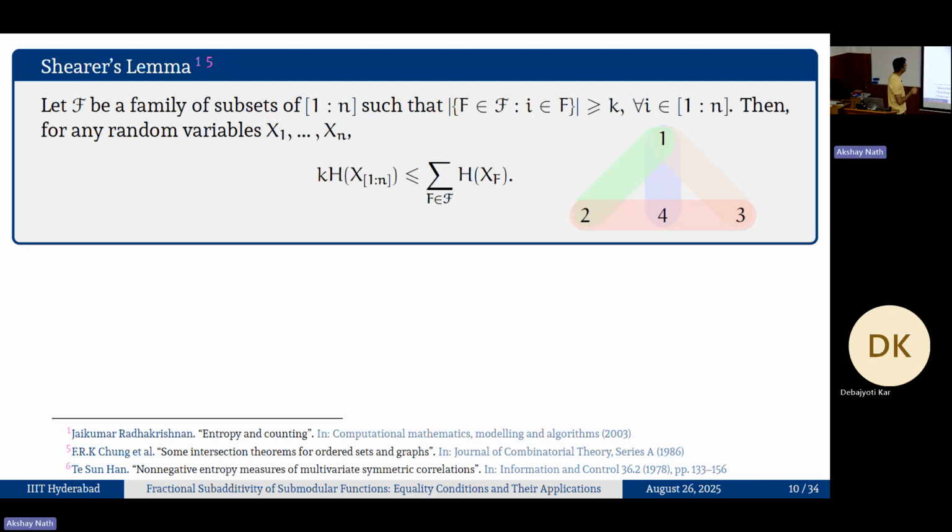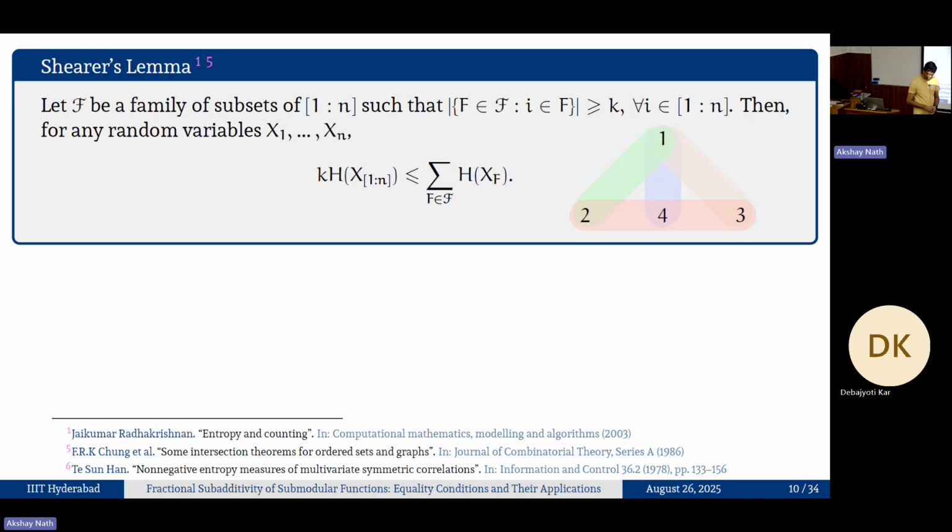If this is the setup, then for any set of random variables x1 to xn having this structure, you have k times h of 1 to n is at most the summation of entropies of this restricted to the subsets in this family. One thing I'll also say is that these subsets can be repeated. I'm not calling it a set of subsets, I'm calling it a family of subsets, where there is no restriction that subsets need not be repeated.